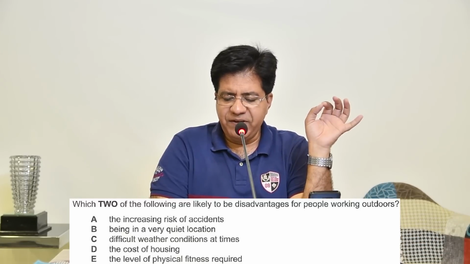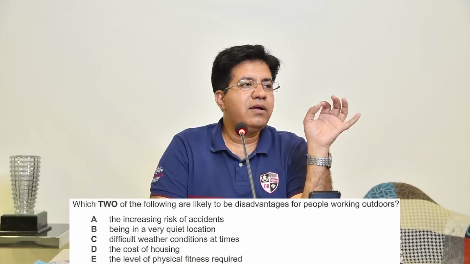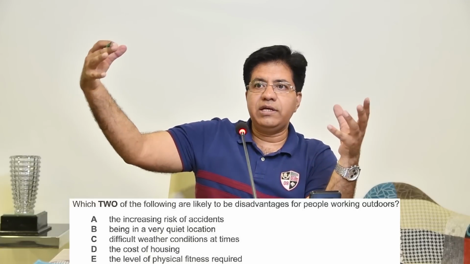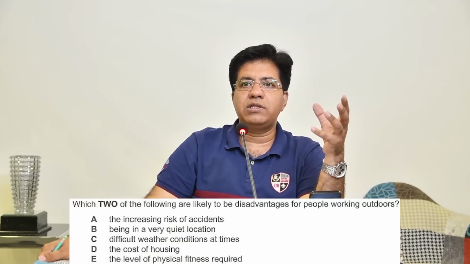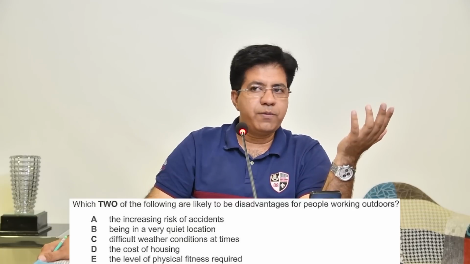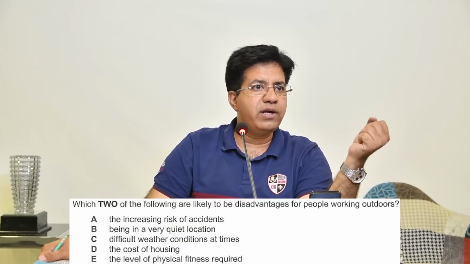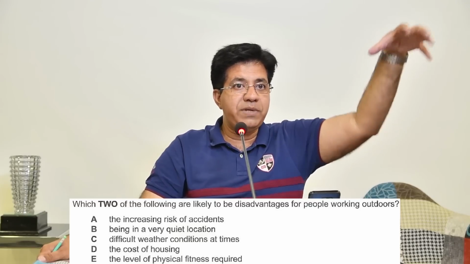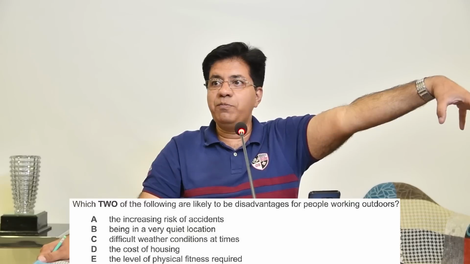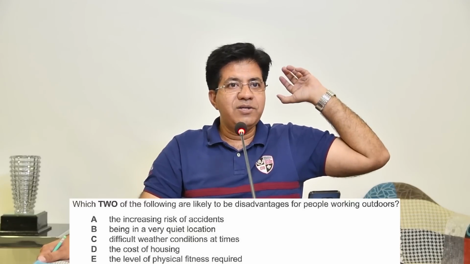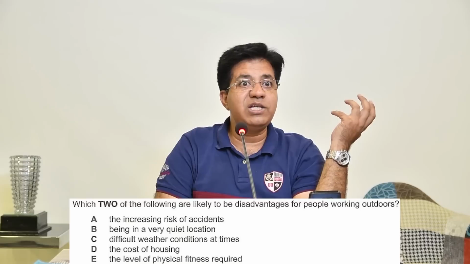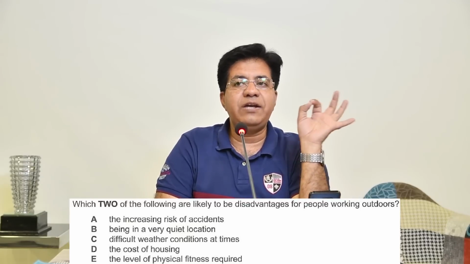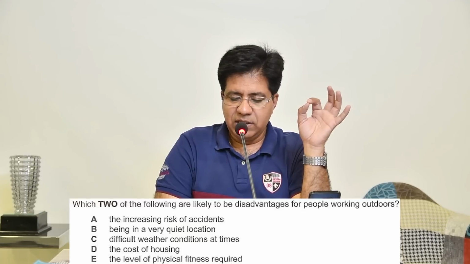Option B, very quiet location. Very quiet location means there's nobody all around. I've got a student who works on an offshore company. They extract oil. So he says, I come back after 20 days, 30 days, and I have to be in the sea. There are just few people extracting oil from there. So, sometimes the location is very quiet. Next, difficult weather conditions. Underline difficult weather conditions.